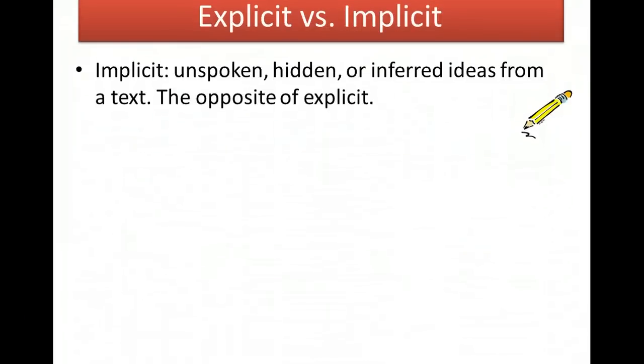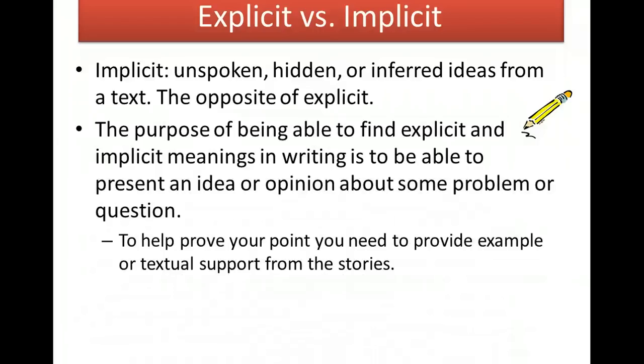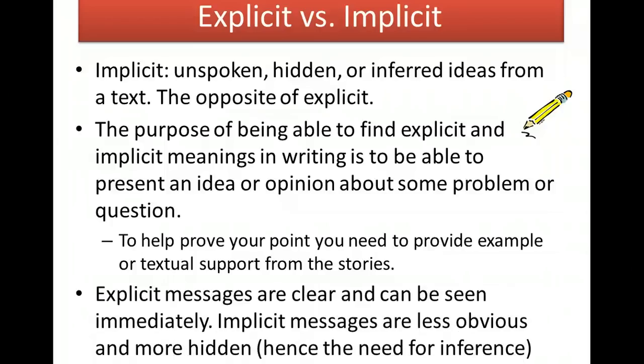So explicit again versus implicit. Implicit is any of those unspoken, hidden, or inferred ideas from the text, so it's the opposite of explicit. The purpose of being able to find explicit and implicit meanings in writing is to be able to present an idea or an opinion based on a problem or a question, and to prove your point you need to provide examples from the stories, both explicit and implicit examples. Explicit messages are clear and can be seen immediately, whereas implicit messages are less obvious and more hidden, hence the need for your inference.